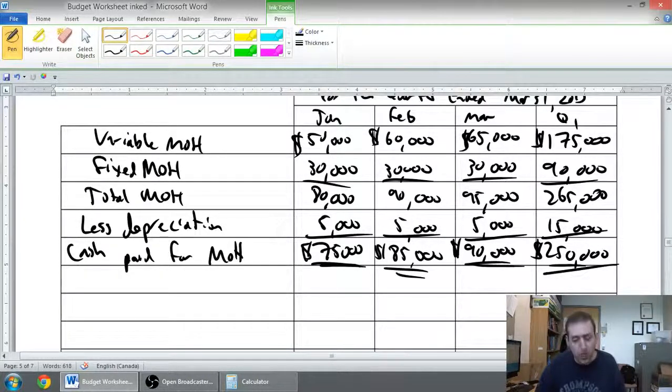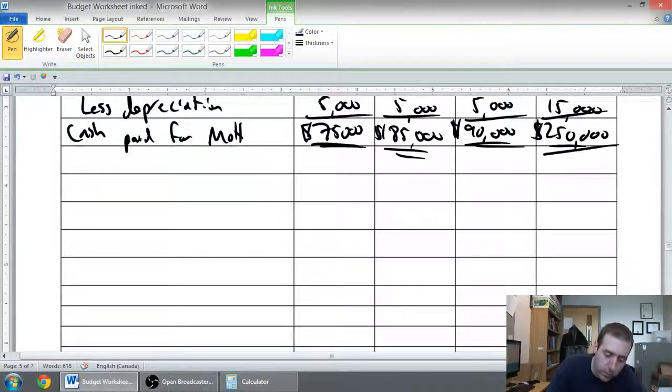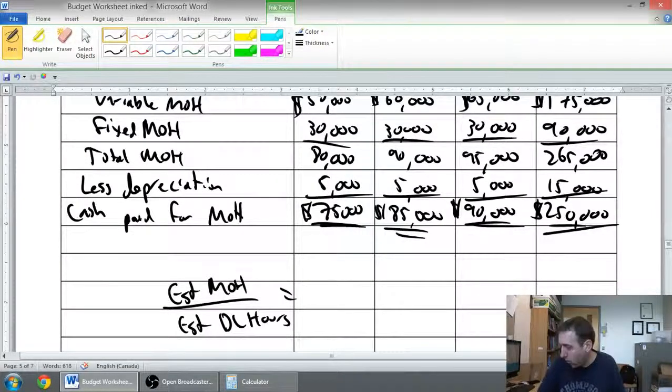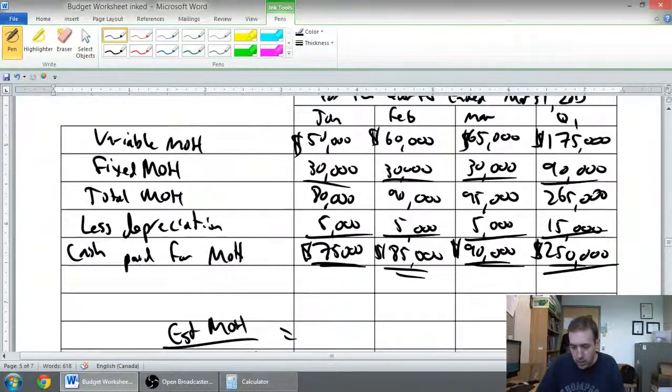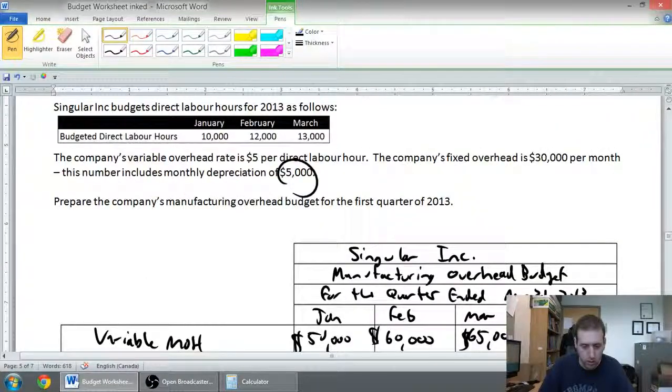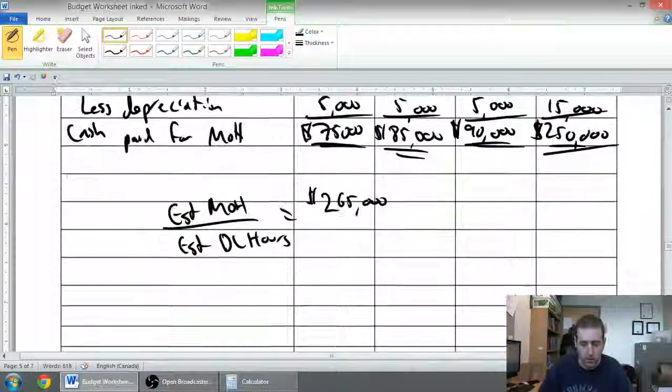The only other question I might ask a class here is to calculate your overhead rate based on the direct labor hours. So again, the predetermined overhead rate is estimated MOH divided by the estimated base, which in this case is the estimated direct labor hours, whichever thing we determine is driving our overhead. So our estimated total overhead in this case is $265,000. Our estimated total direct labor hours are 10, 12, and 13. That's 35,000 hours.